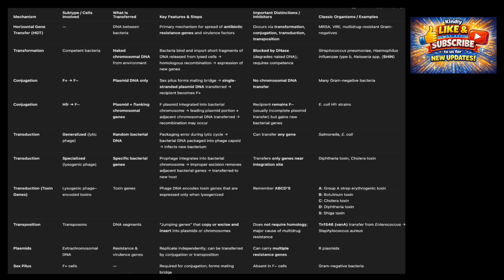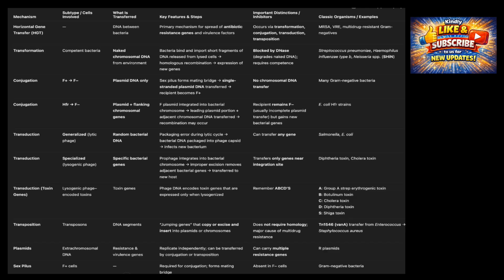Quickly recalling what we just learned, transformation is uptake of naked DNA from lysed bacteria. Only naturally competent organisms do this. Classically Streptococcus pneumoniae, Haemophilus influenzae, and Neisseria. DNA must recombine with the chromosome. DNase blocks transformation, which is a decisive clue. Heat-killed bacteria can still donate traits. Tested uses include capsule acquisition and antibiotic resistance without cell contact.